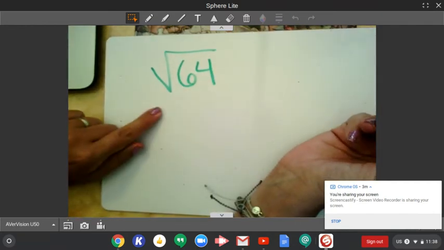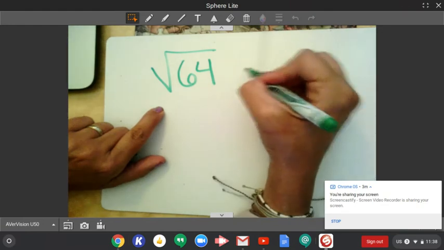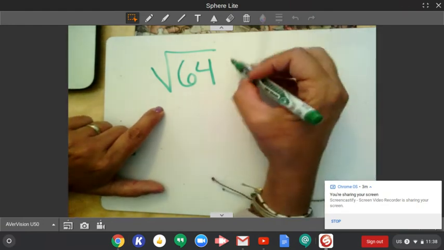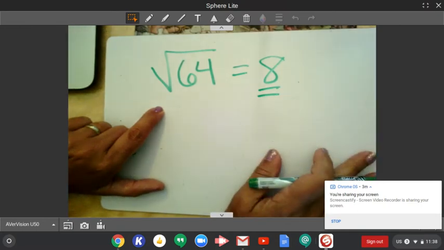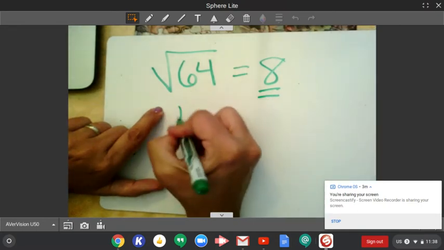Square root of 64. If you take the square root of 64 on your calculator, or you know that the square root of 64 is 8, 8 is a whole number. Therefore, this is a rational number.